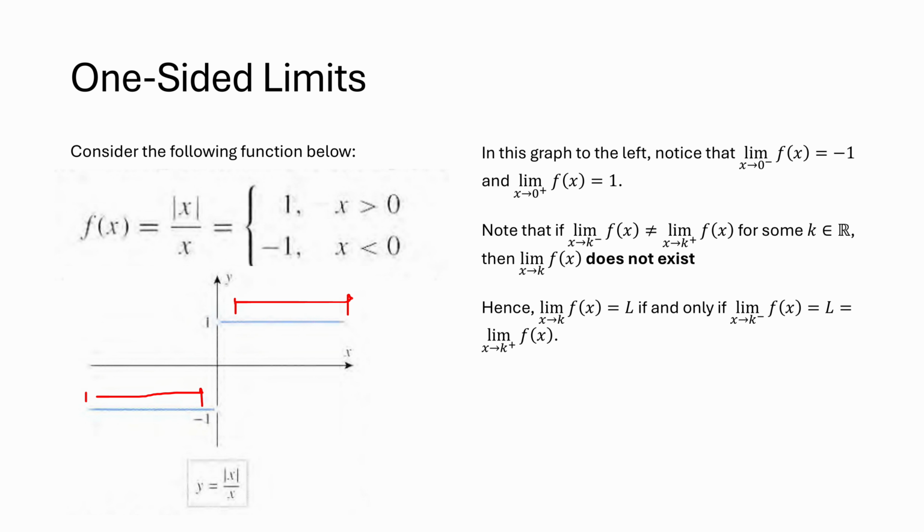So we can make a theorem that if limit as x goes to k minus of f of x does not equal limit as x goes to k plus of f of x for some k a real number, then limit as x goes to k of f of x does not exist. Hence, limit as x goes to k of f of x equals L if and only if limit as x goes to k minus of f of x equals L equals limit as x goes to k plus of f of x.